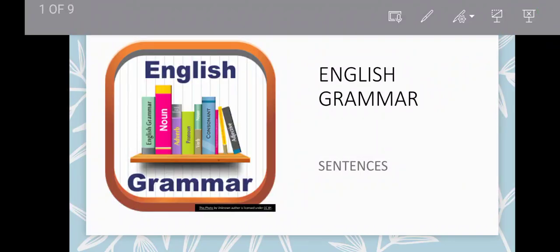Hi, today in this session we are going to learn about what is a sentence. First, English starts with the alphabets. Next, a group of alphabets makes a word and a group of words makes a sentence. What is a sentence? When do we use a sentence?